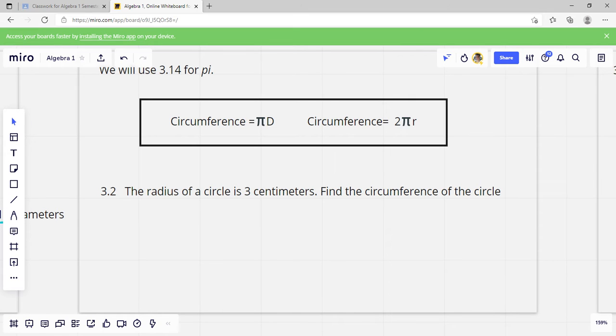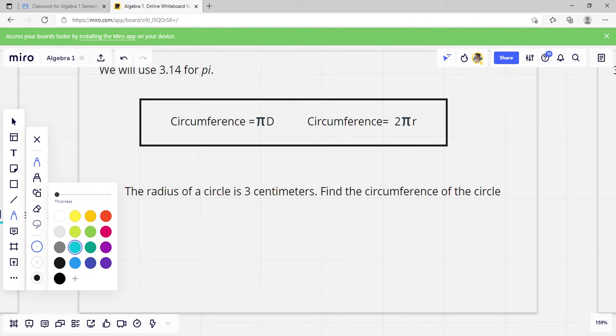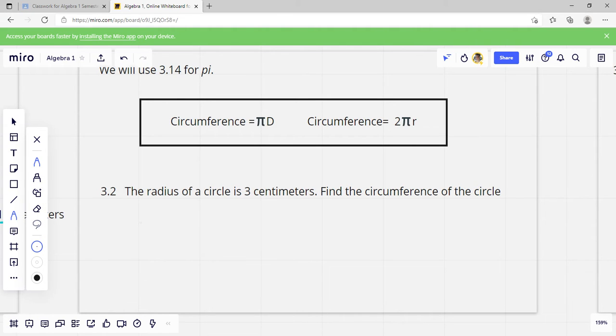And to find circumference, we have 2 different formulas that we can use, and you need to memorize these. Definitely write them down in your book somewhere or in your notes. For circumference, we can use either pi d or 2 pi r. So if it gives us the diameter, we just multiply the diameter times pi. If it gives us the radius, we multiply the radius times pi times 2. Alright, so here's a question. The radius of a circle is 3 centimeters. Find the circumference of the circle.